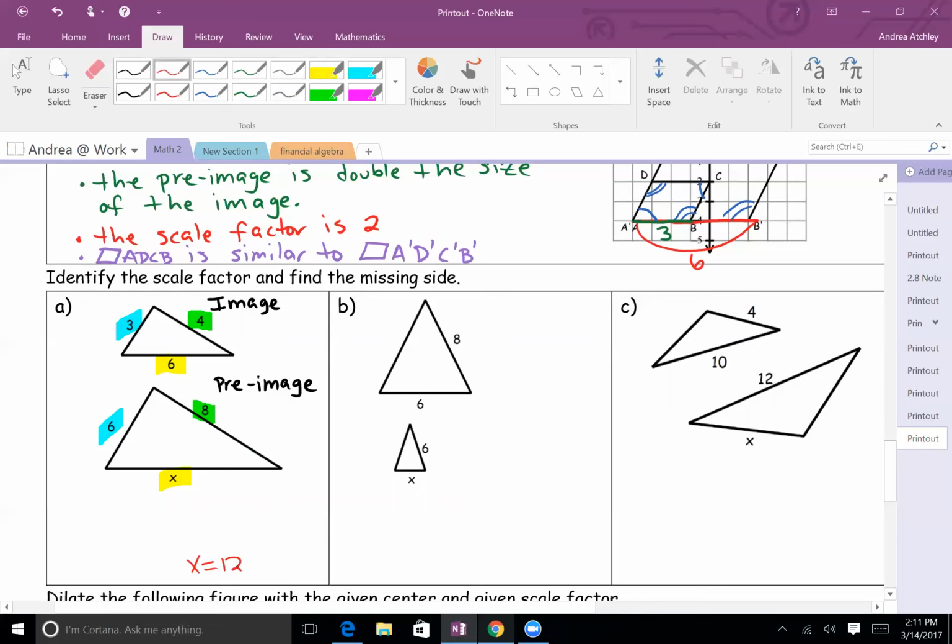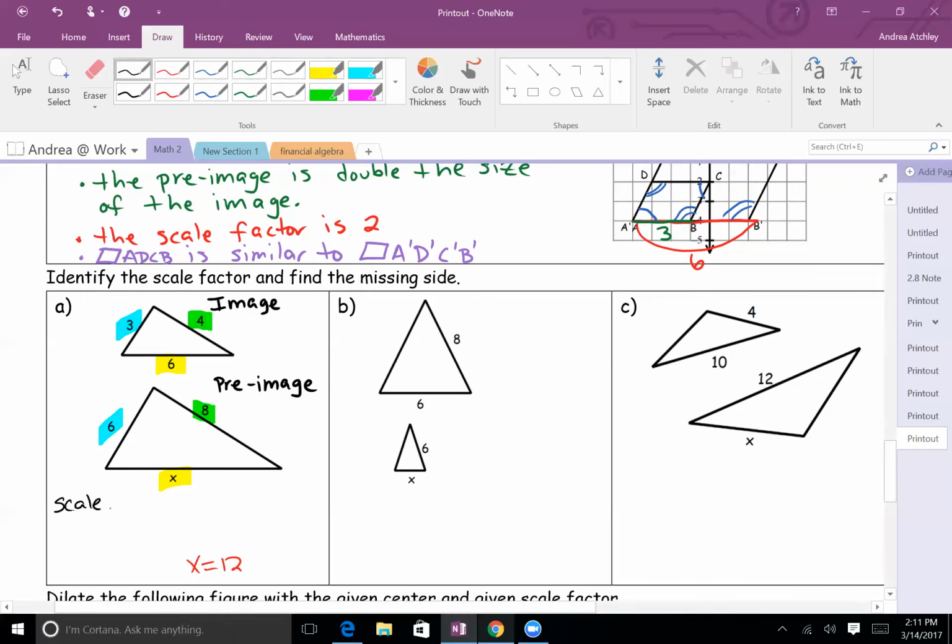Because you can clearly see that 4 is just doubled to get the 8. The 3 is doubled to get the 6. So I have to double the 6 to get this side, which is 12. Okay, but they also want the scale factor. So I wanted to show you how to do that.